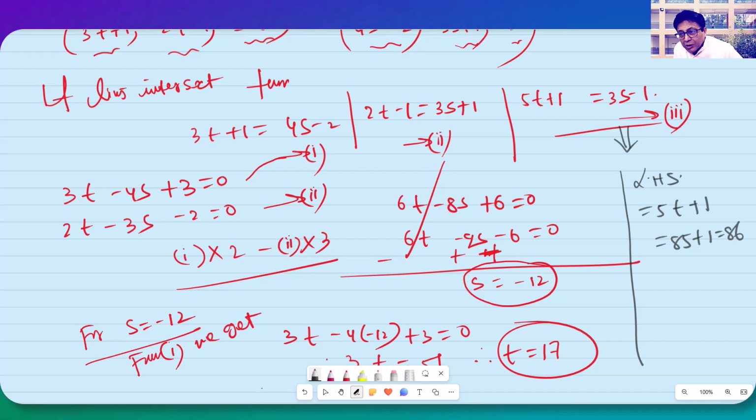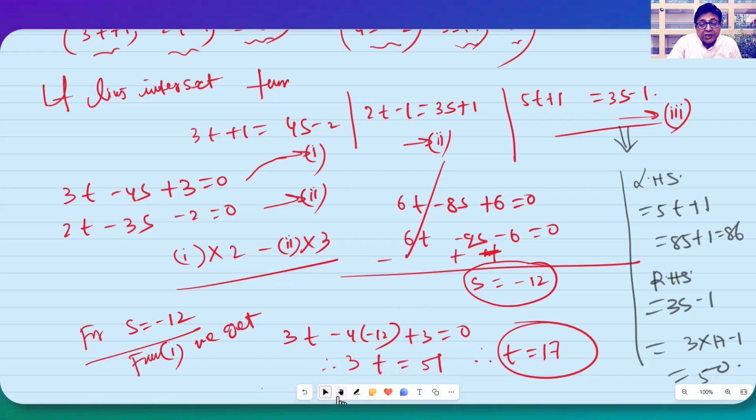5T plus 1 you got, RHS is what? 3S minus 1, 3 into 17 minus 1. Alright? So here you got 50 and there you got 86. Do you think they intersect? No. If they intersect, that Z coordinate will have the same value. Here, once you are getting Z coordinate 86, then you are getting 50. It is not possible. So, what will be your conclusion?